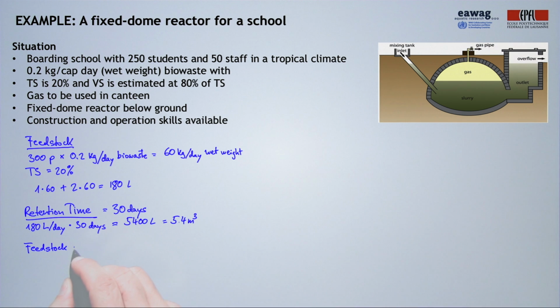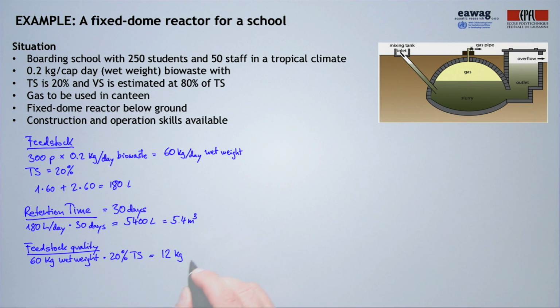Now let's look at feedstock quality. We have 60 kilograms of wet waste. We have a TS of 20%, so that equals to 12 kilograms of dry matter. And we have 80% volatile solids, so times these 12 kilos of dry matter equals 9.6 kilograms of volatile solids per day per 180 liter.